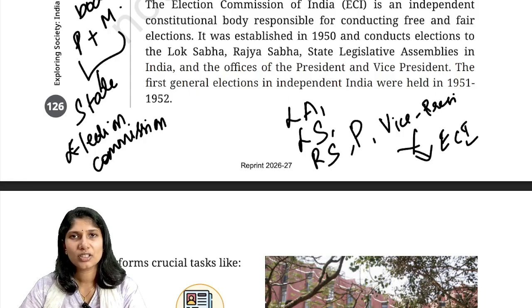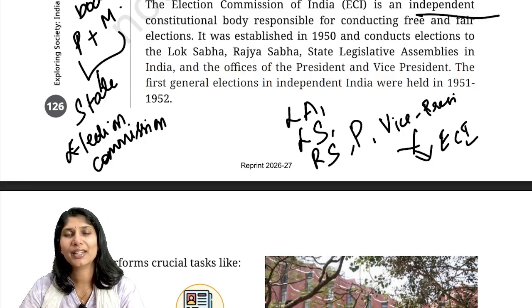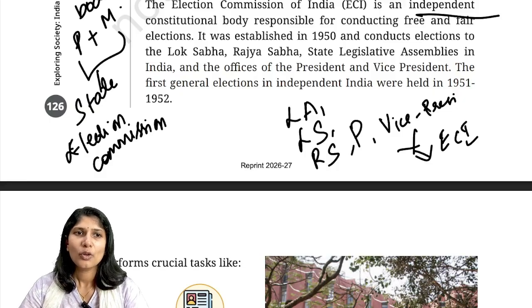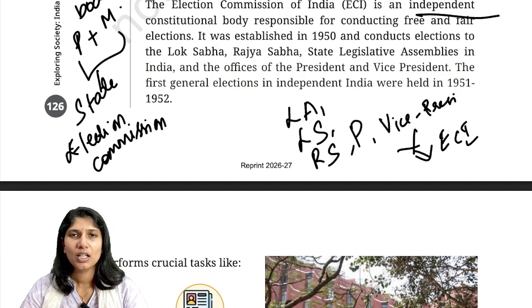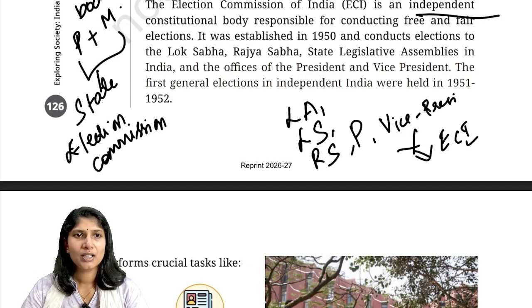Now, what is this Election Commission? It is an independent constitutional body which is equipped with the task of conducting free and fair elections in India. Your Election Commission was established in 1950. Again, for what will it conduct elections? Lok Sabha, Rajya Sabha, Legislative Assembly, the office of president, office of vice president, and wherever legislative councils are applicable, all of these elections will be conducted by the Election Commission of India.